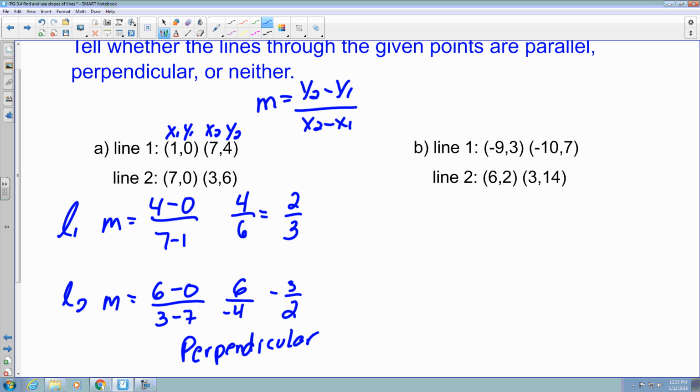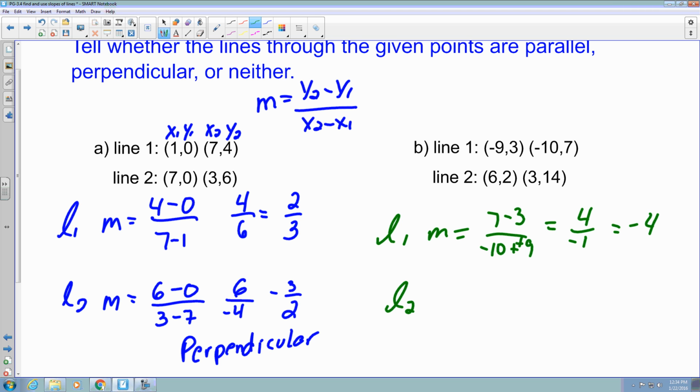Now let's look at the last one. So I got line 1 here. Find the slope. So I'm going to go 7 minus 3 all over -10 minus a -9. On the bottom is a situation where we cross the line, change the sign. 7 minus 3 is 4. -10 plus 9 is -1. So now I got this -4 as my slope.